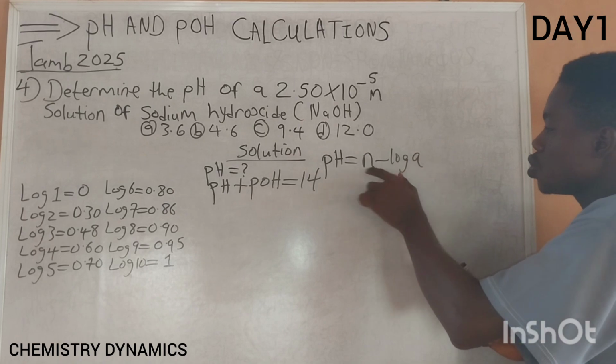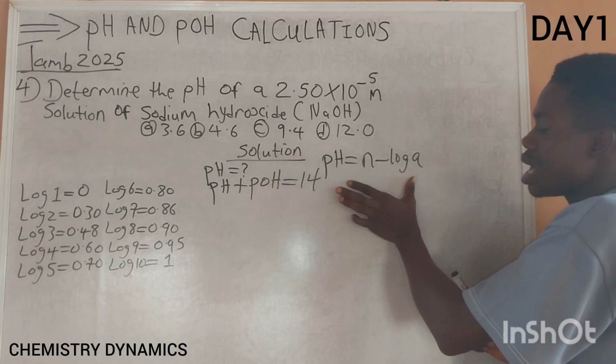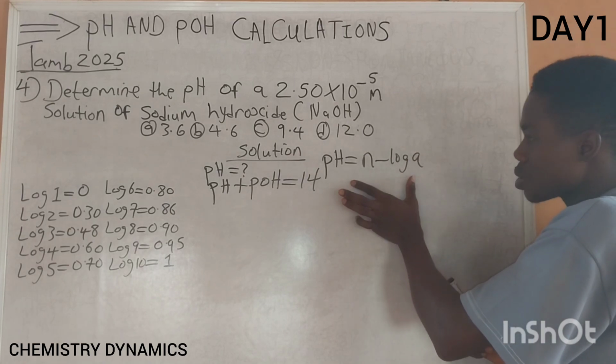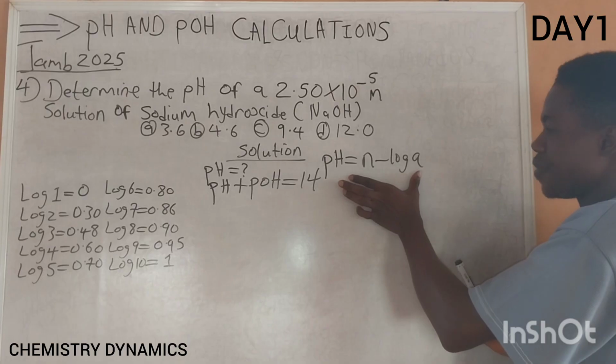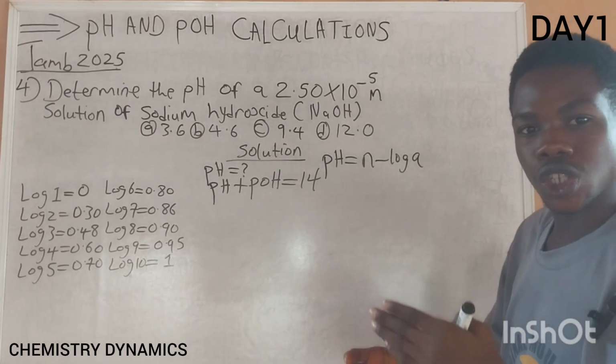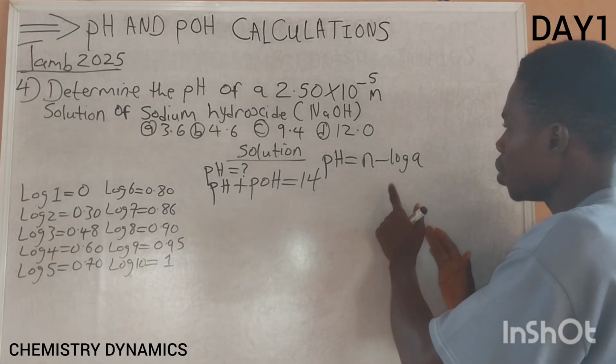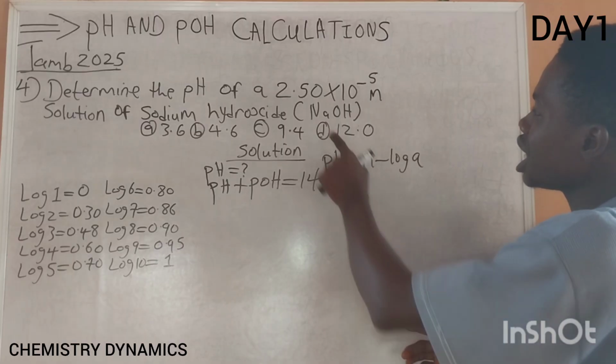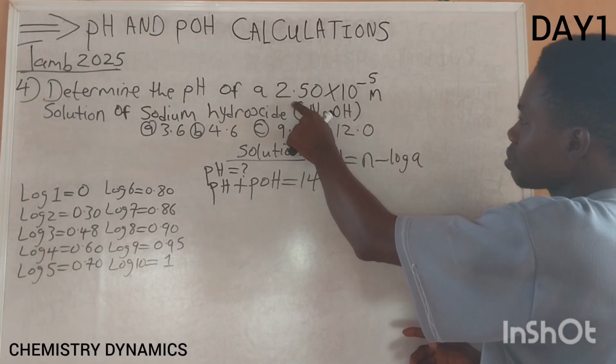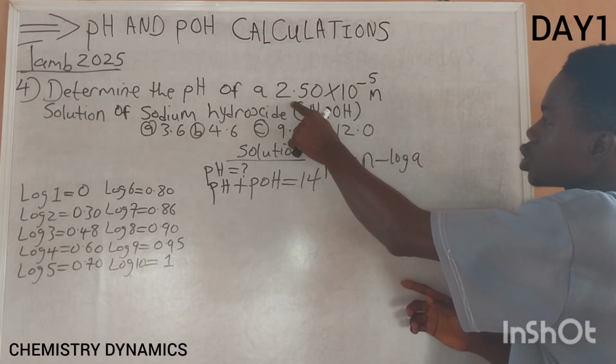You can also use this formula to find our pOH. But we're not going to use this formula in finding our pOH. I will introduce also that formula for finding pOH. The reason is that if you look at the concentration we're given here, what is this concentration?